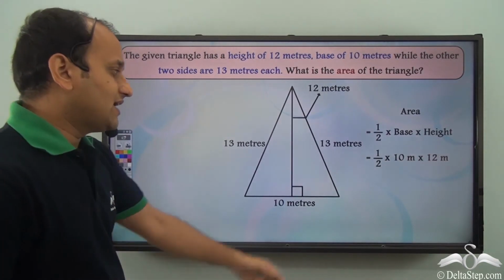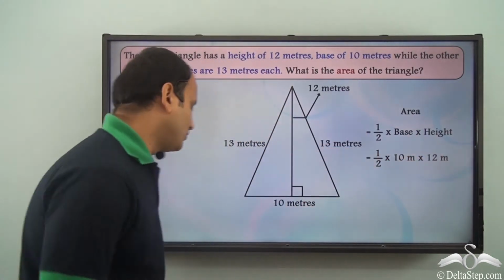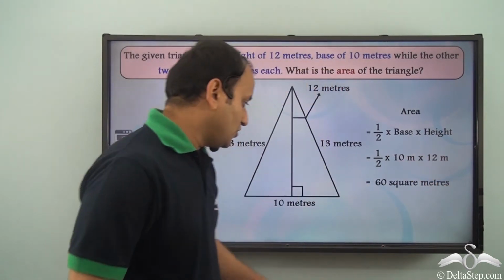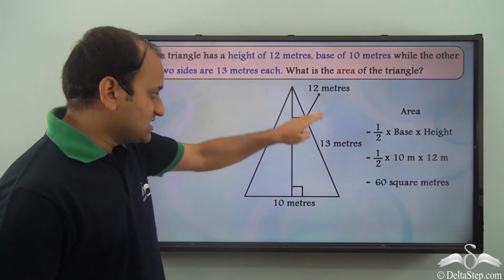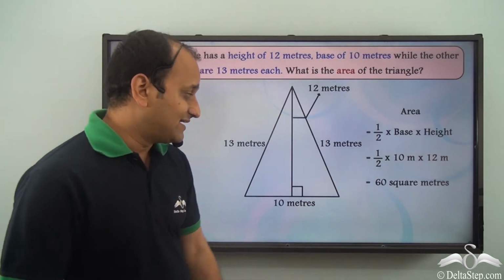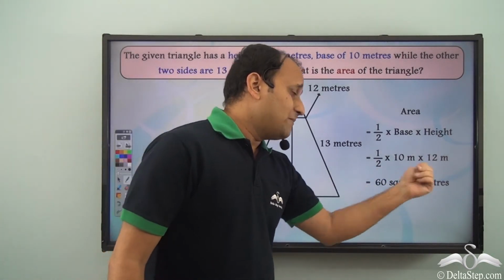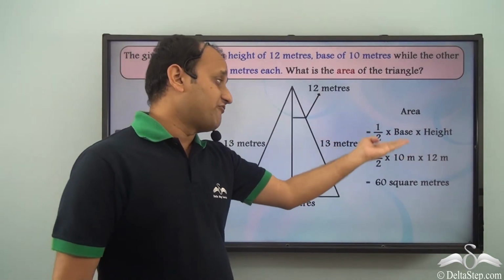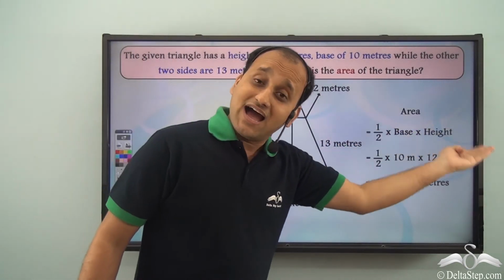So what do we get? Half into 10 into 12, which is 60 square meters. So in this case, what is the area of the triangle? Well, it is 60 square meters. And how did we calculate it? By using the formula half into base into height.